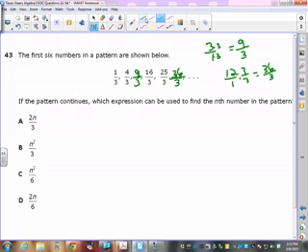Okay, and now I can kind of see what's happening. If n is 1, okay, and then n is 2, n is 3, n is 4, it looks like they're squaring n and just dividing by 3 each time. When n is 5, they square that, they get 25. When n is 6, they square that, get 36. So the answer would be B.